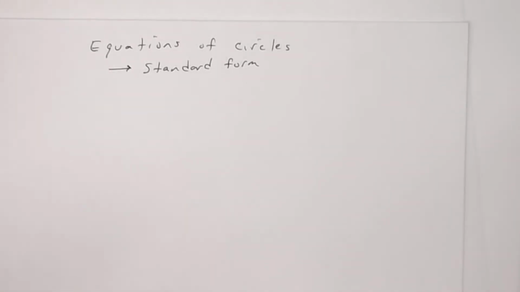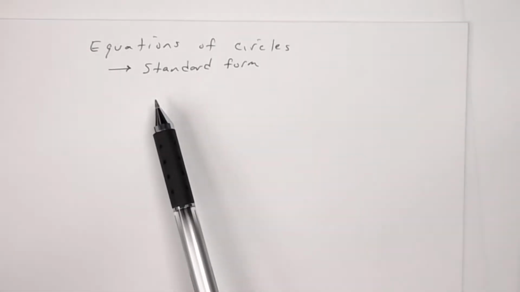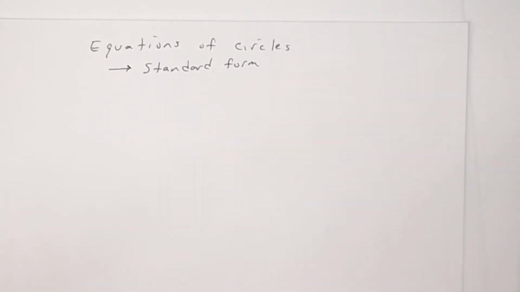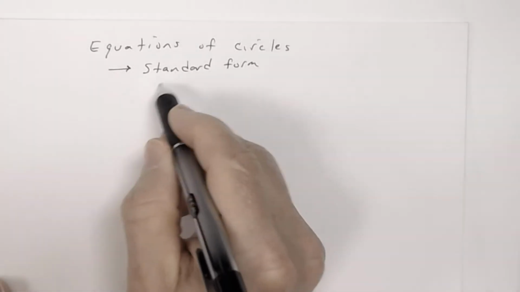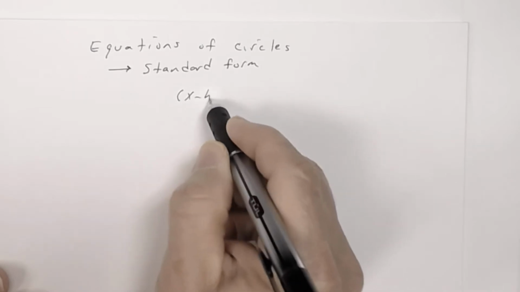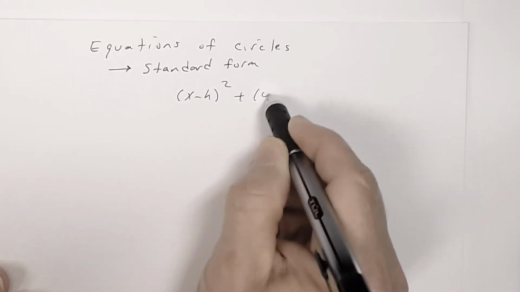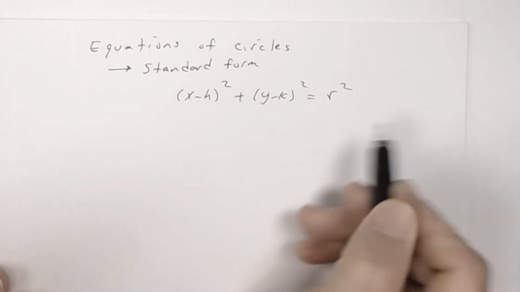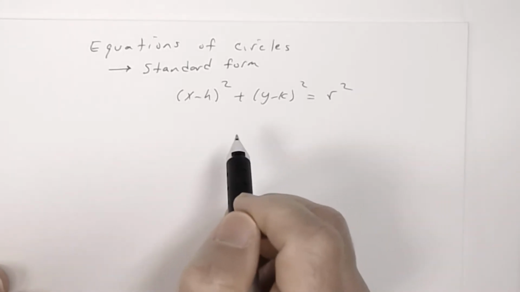In this lesson, we're going to look at finding equations of circles, and we're going to write these equations in standard form. Now remember, standard form is this. The standard form of the equation of a circle is: x minus h squared plus y minus k squared equals r squared. So that's the standard form that we're referring to.